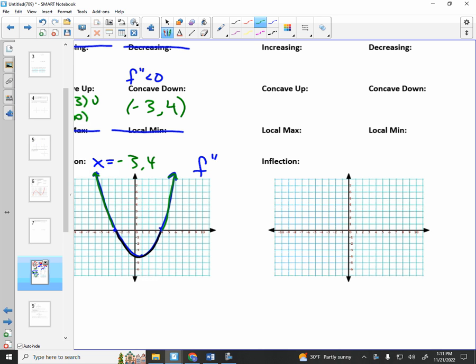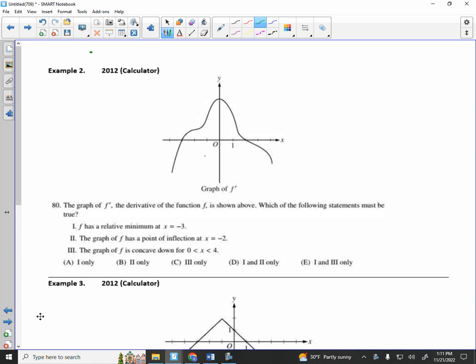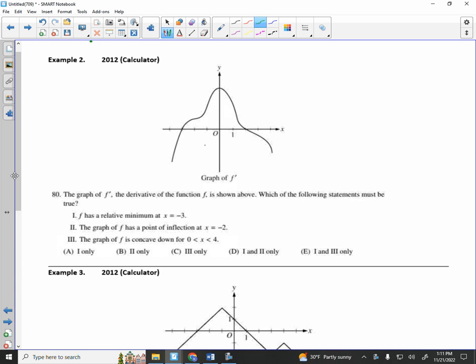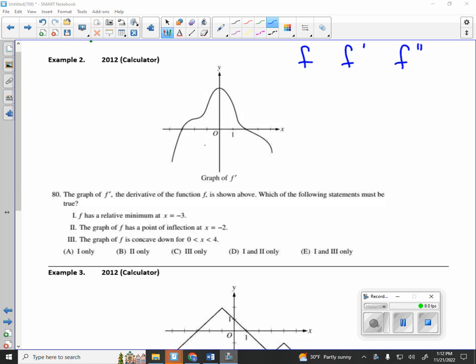Okay, so flip it over. Classic example. Okay, I'll give you 40 or 45 seconds to read it and talk about a solution with your peers around you. Try example 2. This is question number 80 from the 2012 AP exam. Straight from that, see what you can do.